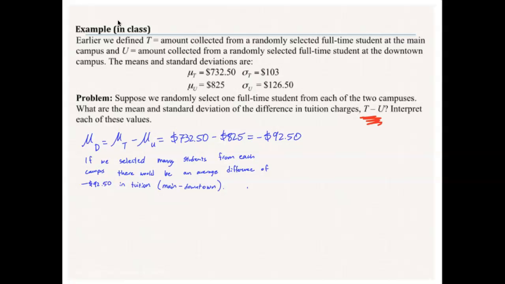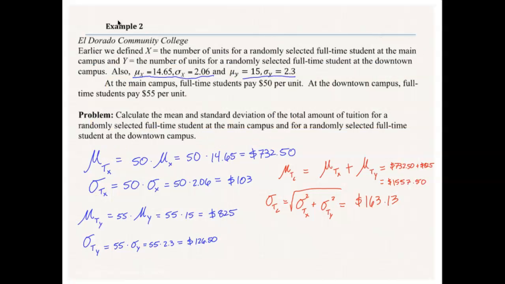So now we want to find the standard deviation of the difference in tuitions. And again, you still add the variance and take the square root. So that's going to be root sigma t squared plus sigma u squared. This is no different than the standard deviation when we were adding them. So let me go back and figure out what that was. That's right here. That was 163.13.